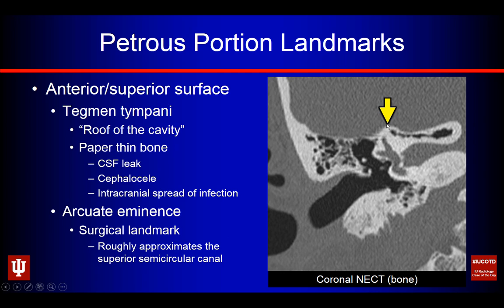As we move more medially, we can see this little bumpus along the roof here. This is our arcuate eminence, and that's an important surgical landmark because that roughly approximates the location of the superior semicircular canal. You're getting a sense of it right here underneath that, and that's something the surgeons look down on.